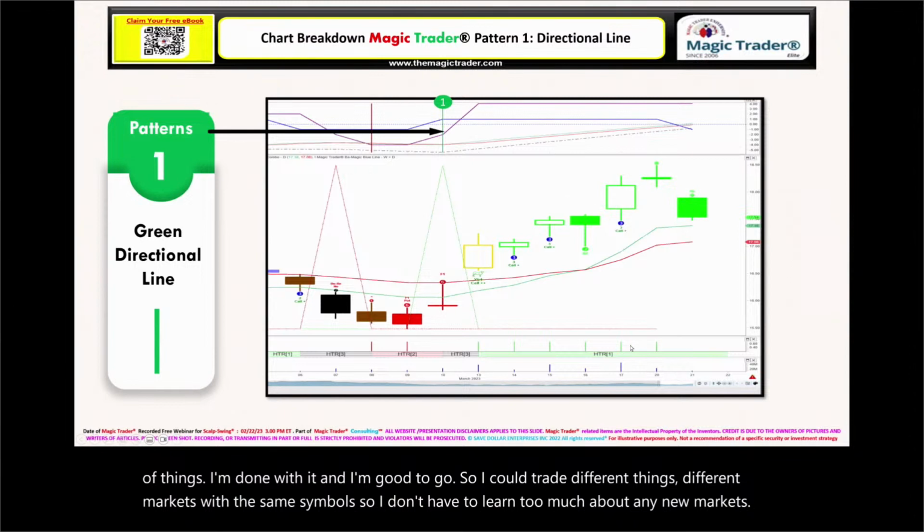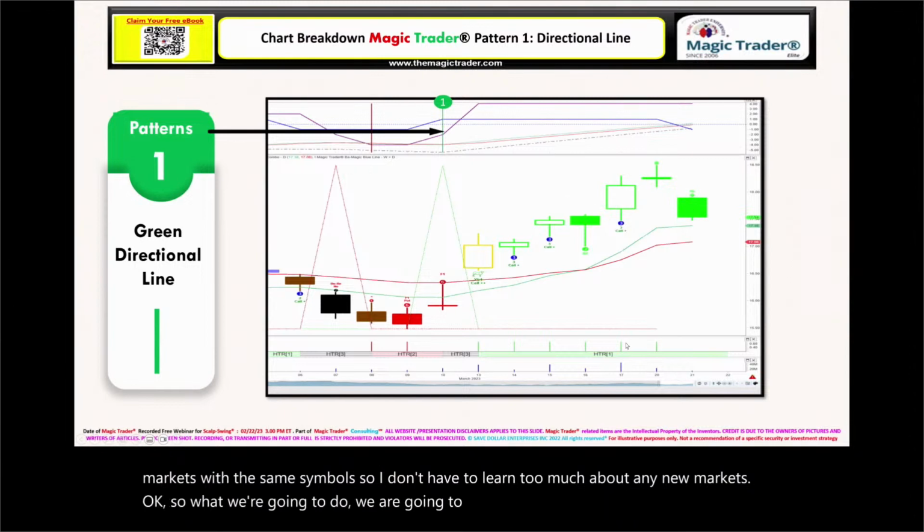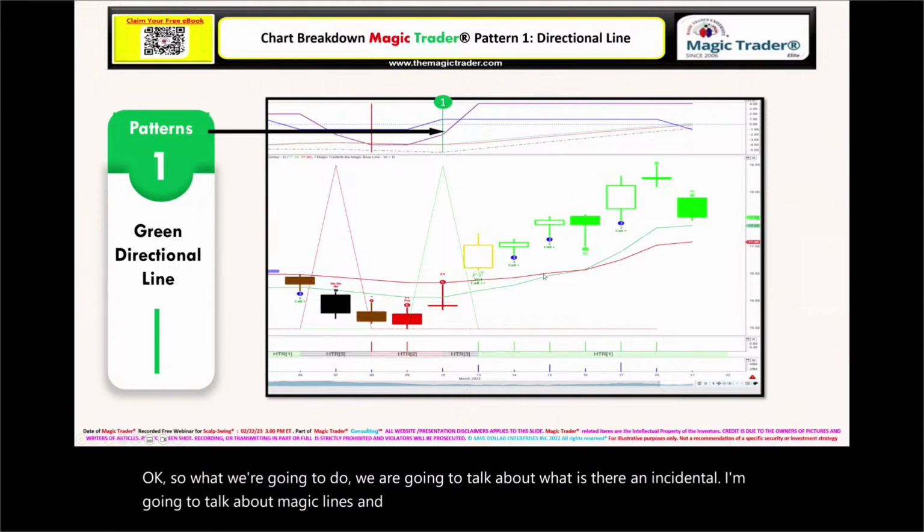Okay, so what we're going to do, we are going to talk about what is there in the indicator. I'm going to talk about the magic lines and whatever is here and there, so we stay focused.